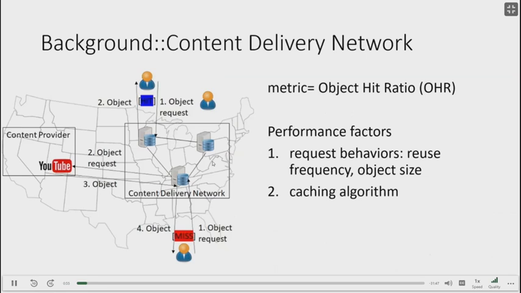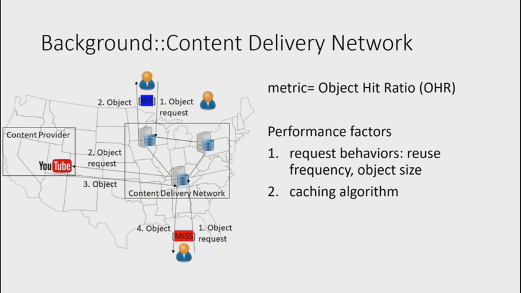Content delivery network. A content delivery network is a geographically distributed network of cache servers. These cache servers temporarily store frequently accessed cache objects.